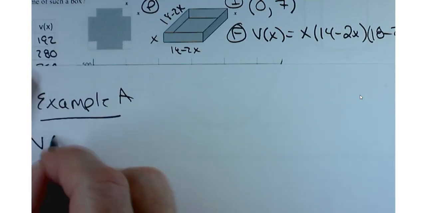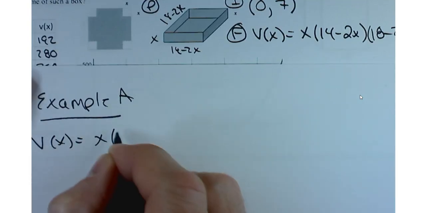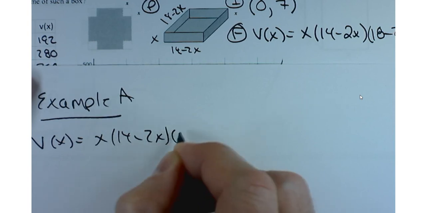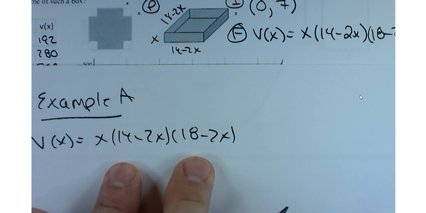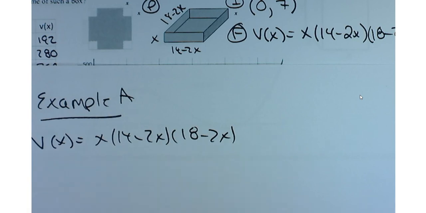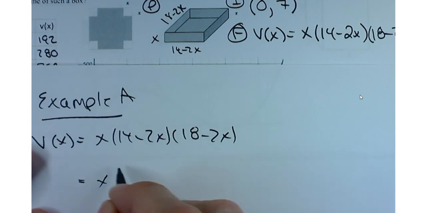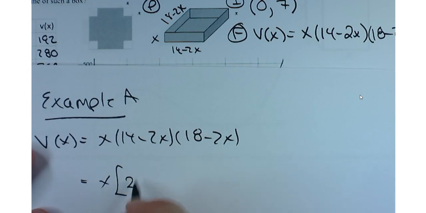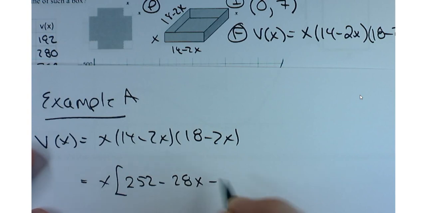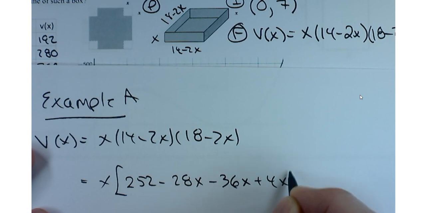So V of x is x times 14 minus 2x times 18 minus 2x again. Let's FOIL these two out first before we do anything else. So this is going to be x times 14 times 18, which is 252, minus 28x minus 36x plus 4x squared.